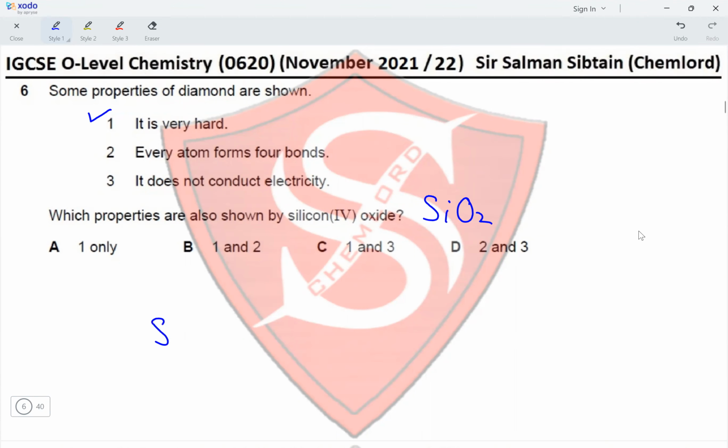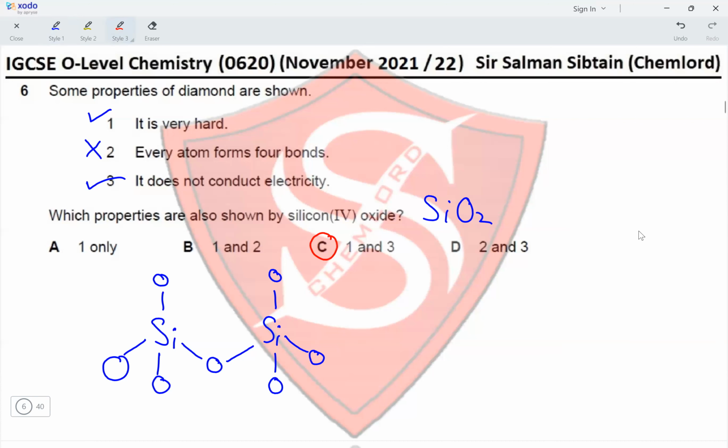So a silicon atom is forming four bonds with four different oxygen atoms, but an oxygen atom is only forming two bonds with two different silicon atoms. So every atom forms four bonds becomes incorrect because the oxygen atom is forming only two bonds. So this becomes incorrect for SiO2. And the third one, it does not conduct electricity. Yes, SiO2 is not a conductor of electricity. So properties 1 and 3 are true for silicon 4 oxide, making option C the correct option for this question.